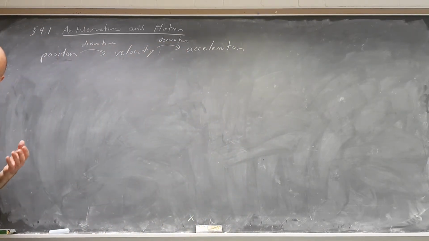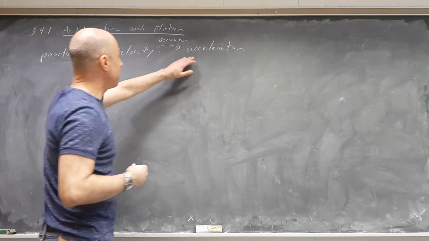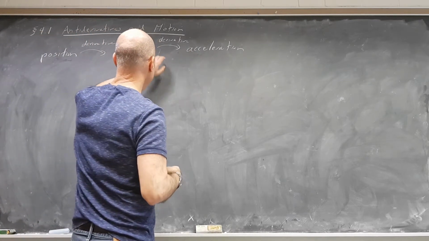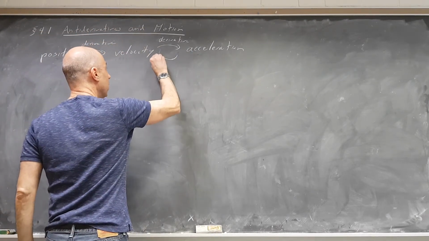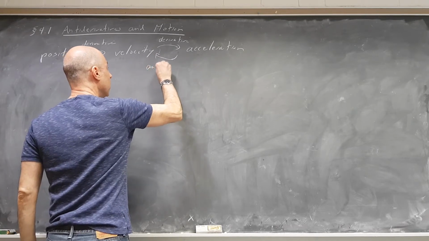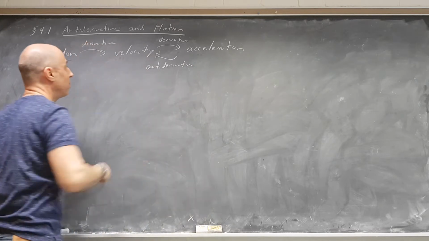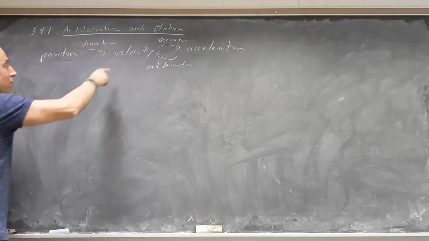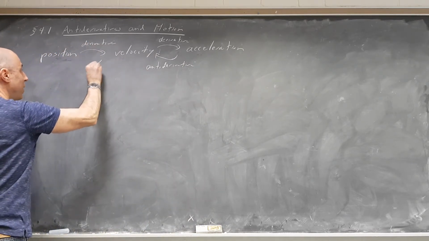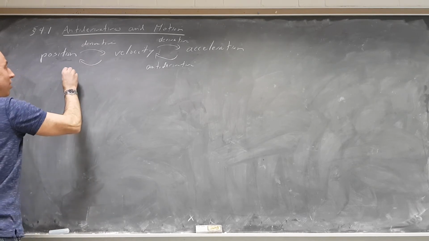Well, I assume that looking at this, the role of antiderivative is starting to become clear. If we start off with acceleration and we take the antiderivative with respect to time, we get back to velocity. And if we take velocity and we take the antiderivative with respect to time, we get back to position.